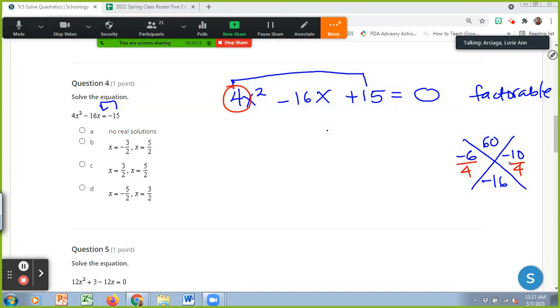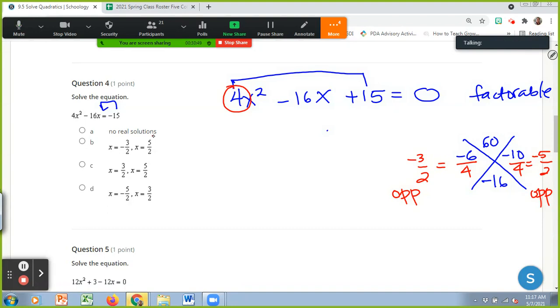If you divide by 4 and simplify, this will become negative 3 over 2. And this, if you divide by 2, you get negative 5 over 2. But remember, those are the factors, not the answers. To get the answers, you have to do the opposite of each one. Every time you're looking for the solutions or the x-intercepts, you have to get the opposite.